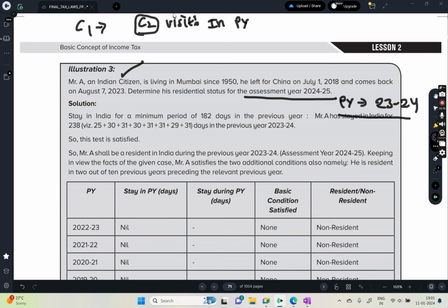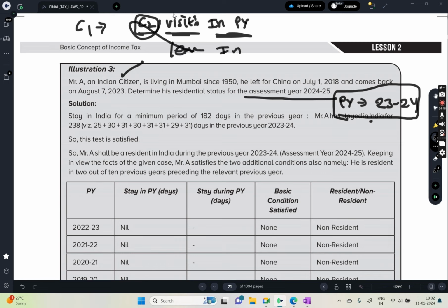What is the previous year? 2023-24. Now, is he visiting India? Check again, read again. Is he visiting India? He's not visiting India. He's leaving India to go to China. So he is not visiting India in the previous year. He is leaving India in the previous year.